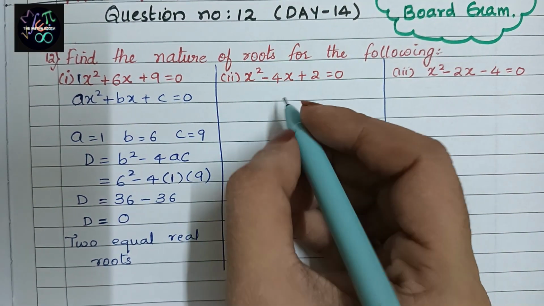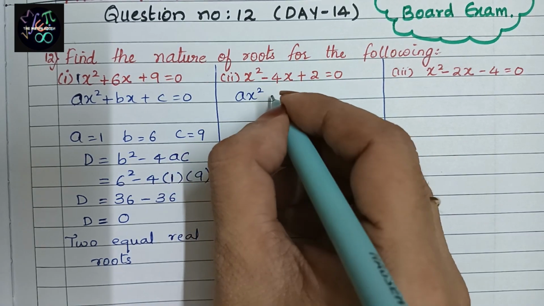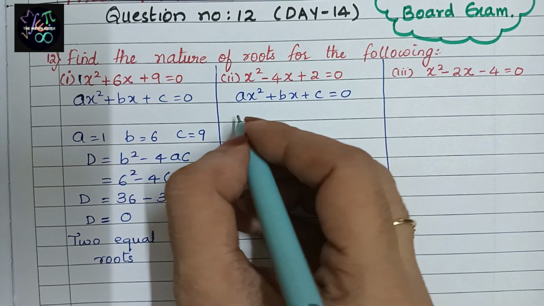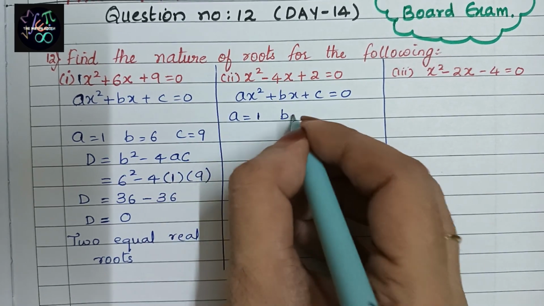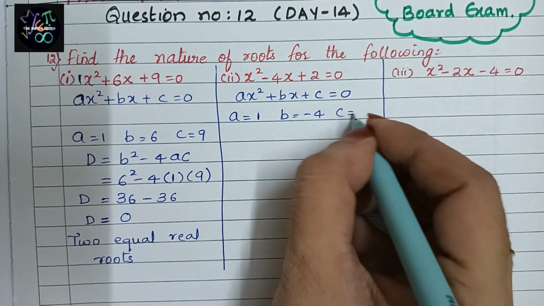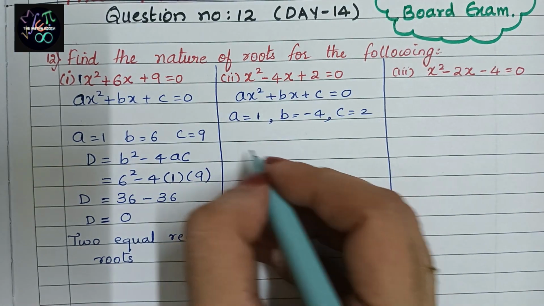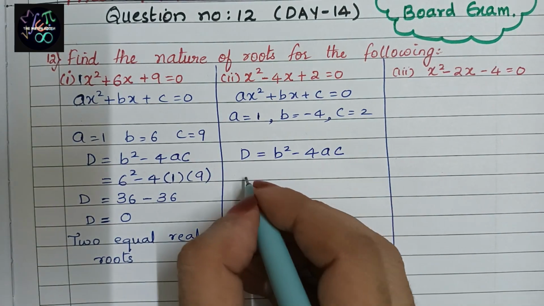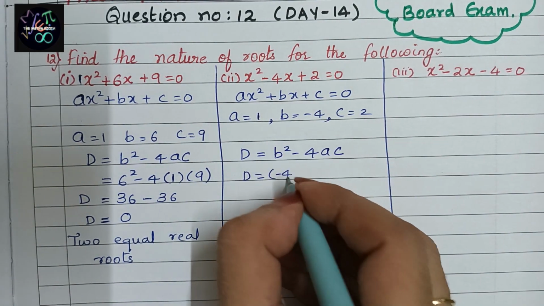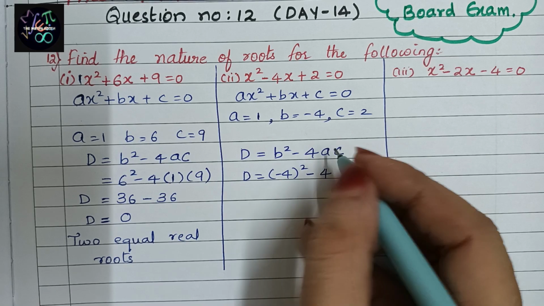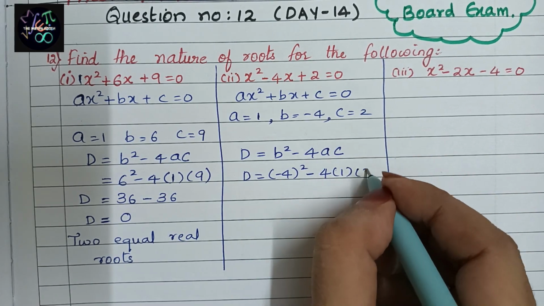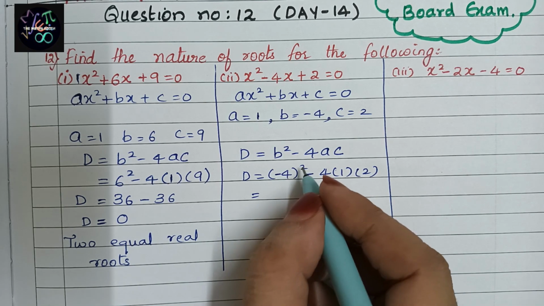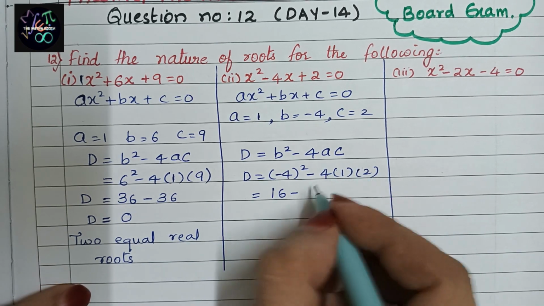Same way, let us do this question. ax square plus bx plus c equal to 0. So a value is 1, b value we can see here is minus 4, c value is 2. Now the formula for discriminant, D is equal to b square minus 4ac. D is equal to minus 4 whole square minus 4 into 1 into 2. A negative number and square, so the minus sign will go. 4 4s are 16 minus 4 2s are 8.